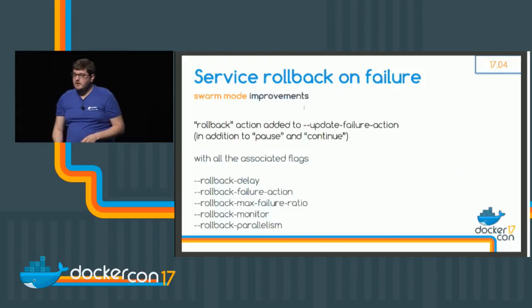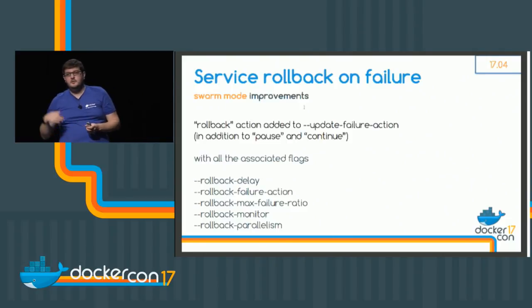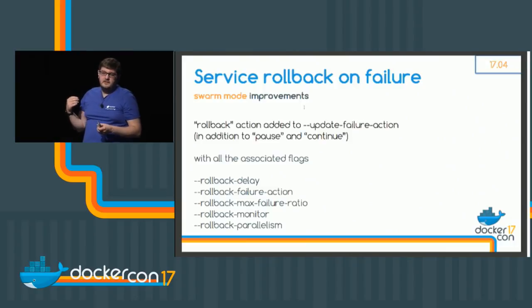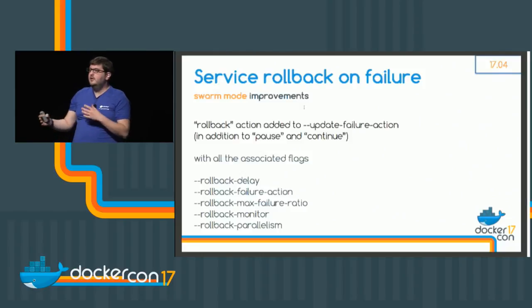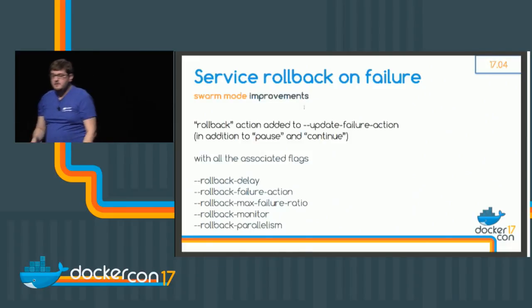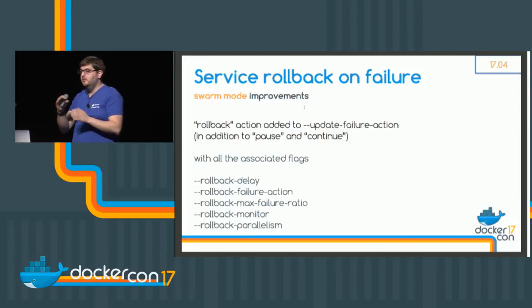For example, it came with the rollback max failure ratio. So let's say you have a service with 100 replicas and you want to do an update, but it's acceptable for you that maybe 5% of them fail, it's fine. You can use this flag to say, I only want to trigger a rollback if 6% start failing. So with this, you can configure how you want your rollback to happen.